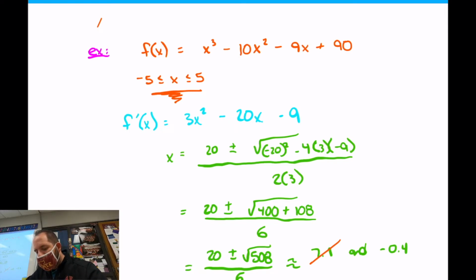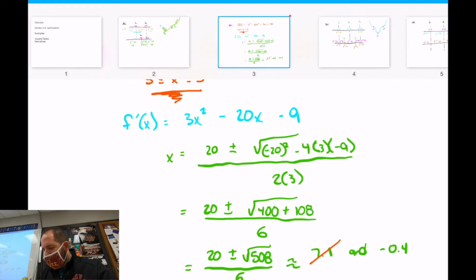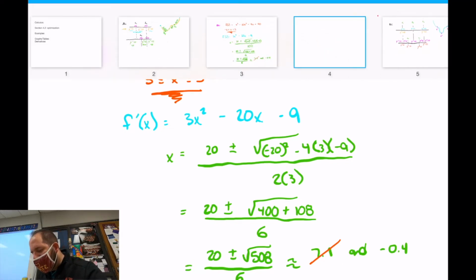Okay, so that's doing the first derivative. Now, the problems you're going to have are either going to be factorable or they're going to come down to the quadratic formula. In this particular case, what I would do next is set up my little chart to figure out if that's a max or a min. So, here's my little table.